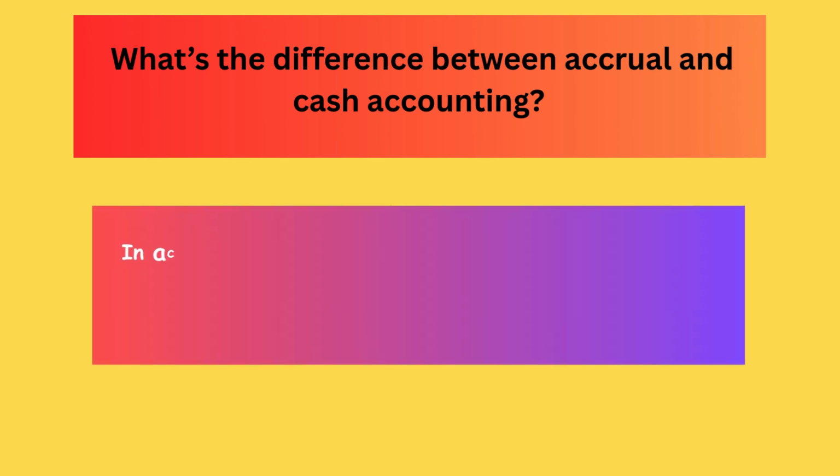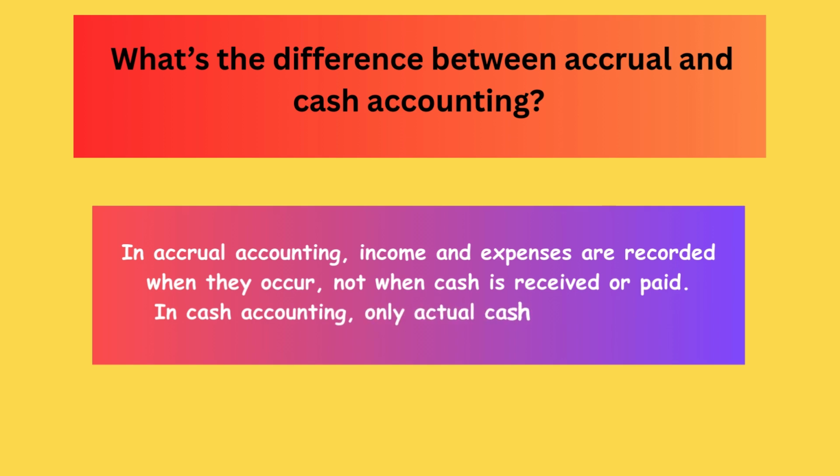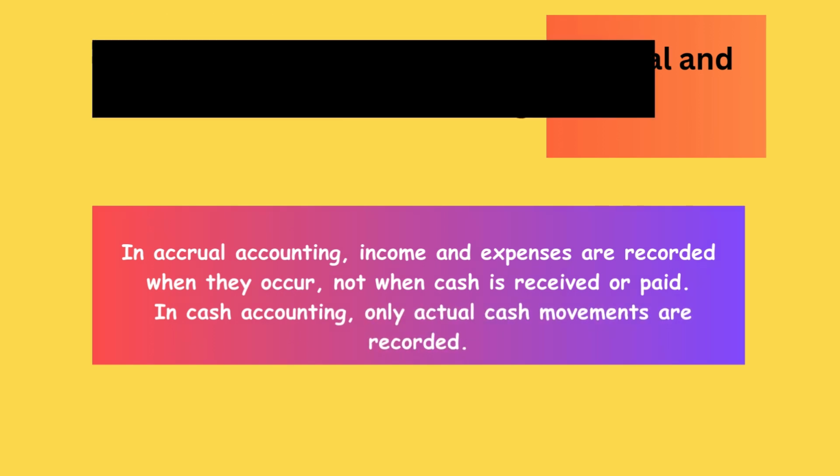What's the difference between accrual and cash accounting? Answer. In accrual accounting, income and expenses are recorded when they occur, not when cash is received or paid. In cash accounting, only actual cash movements are recorded.